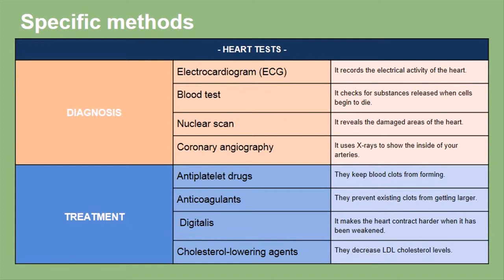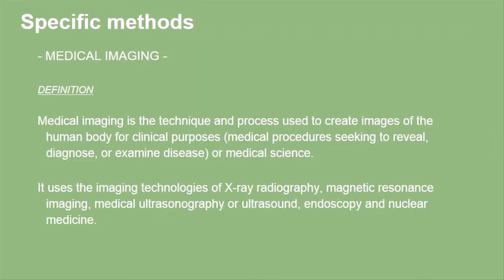Specific methods. Medical imaging. Definition. Medical imaging is the technique and process used to create images of the human body for clinical purposes, medical procedures seeking to reveal, diagnose, or examine disease, or medical science. It uses the imaging technologies of X-ray radiography, magnetic resonance imaging, medical ultrasonography or ultrasound, endoscopy and nuclear medicine.